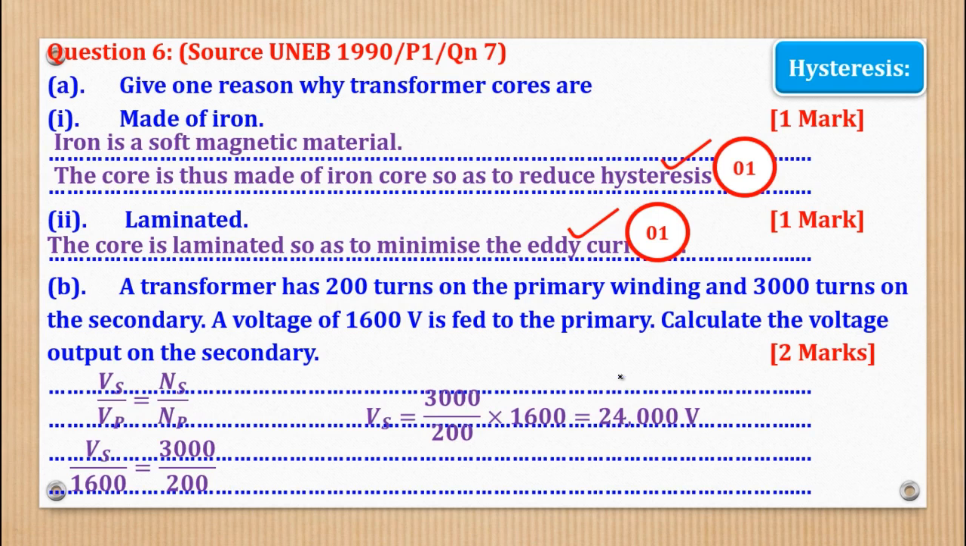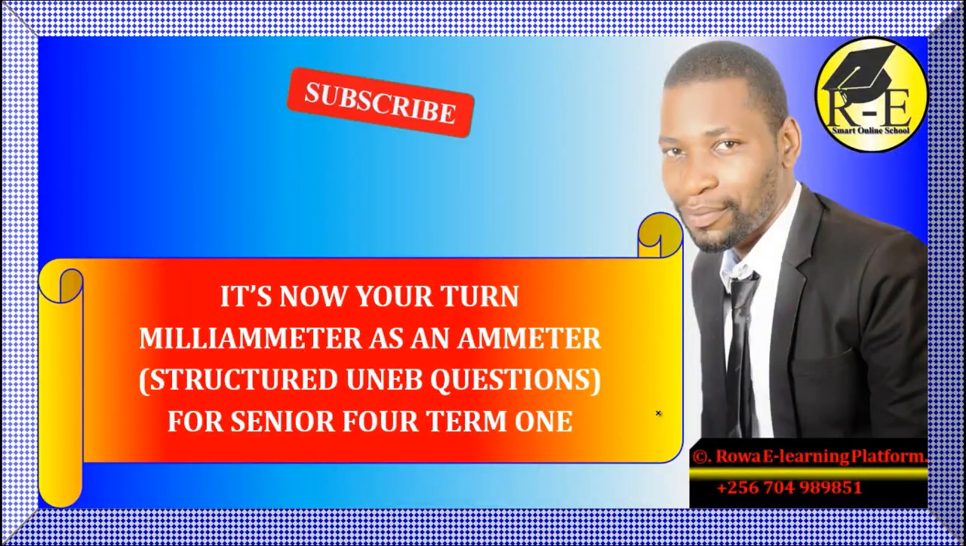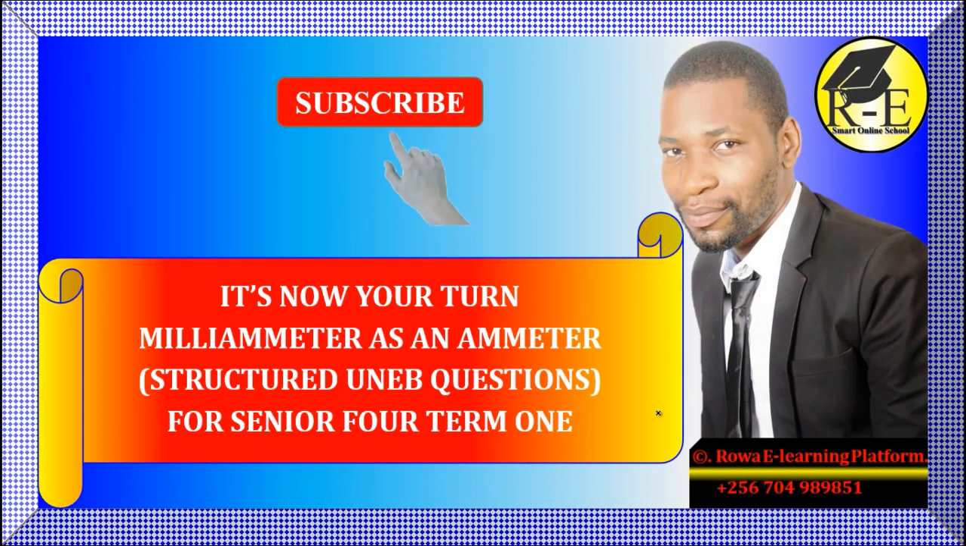Now let's see how marks can be awarded. Half a mark for quoting the formula, half a mark for substitution, and a full mark for the correct answer voltage with the correct SI unit. So that's how you could get the 2 marks in that part. So I believe you have marked yourself and checked your progress. So what I'm going to do, I'm going to leave you with another set of questions, but this time the questions will be on milliammeter as an ammeter.